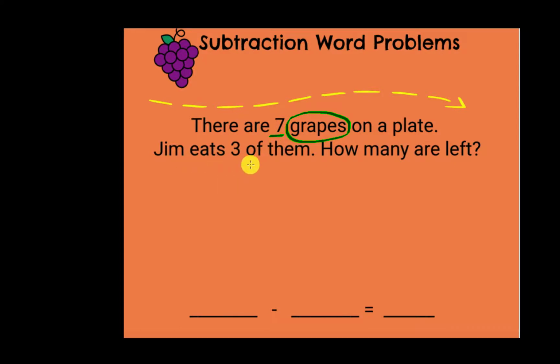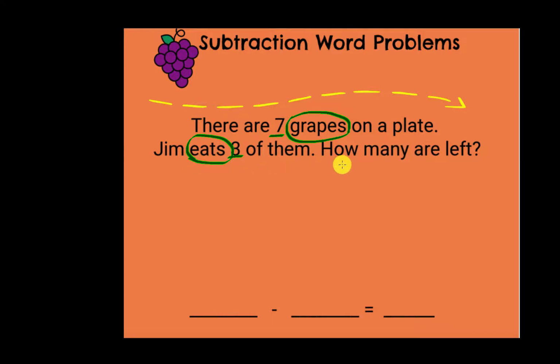Now let's go to the second sentence. Jim eats 3 of them. There are clue words in here that will help you get to that final answer. We have another number, so let's underline that. And we know that Jim eats. He's eating 3. He eats 3. Okay?